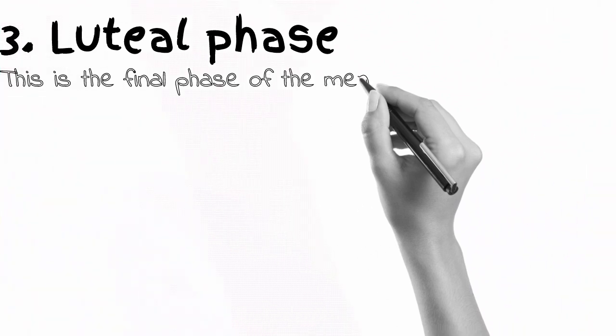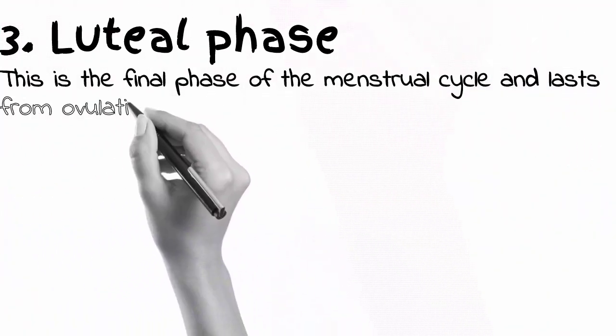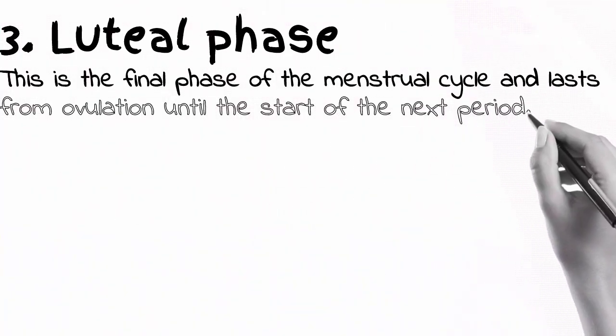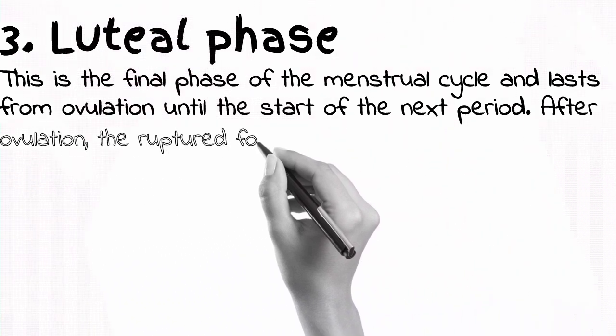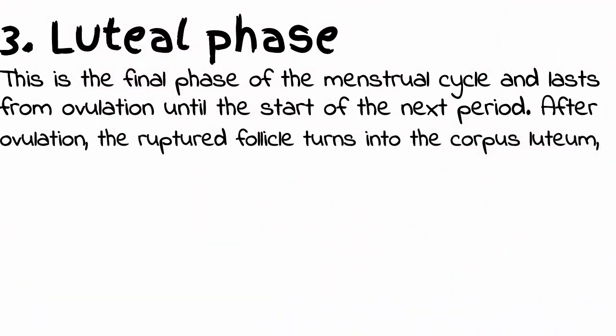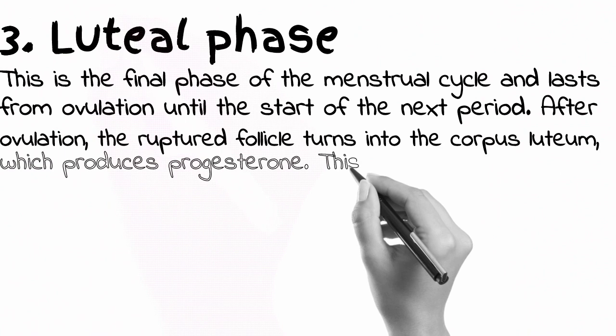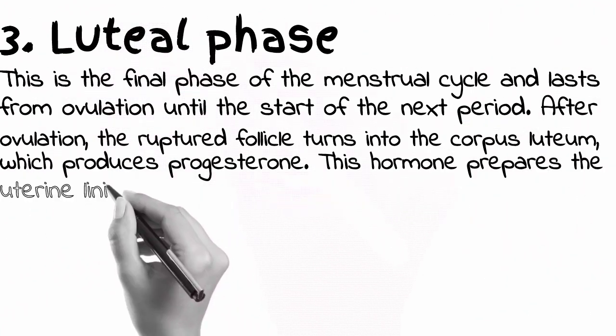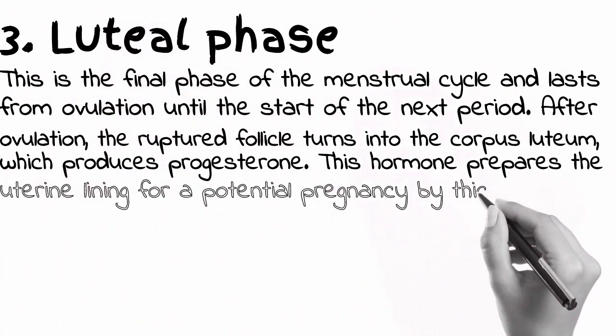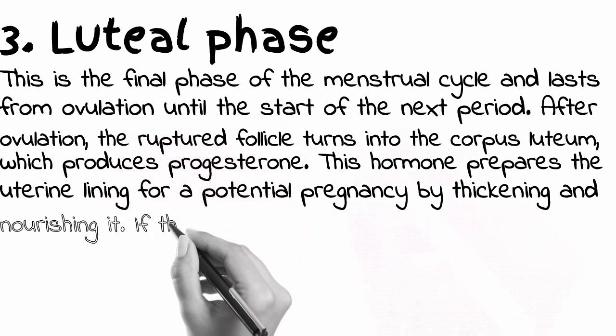3. Luteal phase. This is the final phase of the menstrual cycle and lasts from ovulation until the start of the next period. After ovulation, the ruptured follicle turns into the corpus luteum, which produces progesterone. This hormone prepares the uterine lining for a potential pregnancy by thickening and nourishing it.